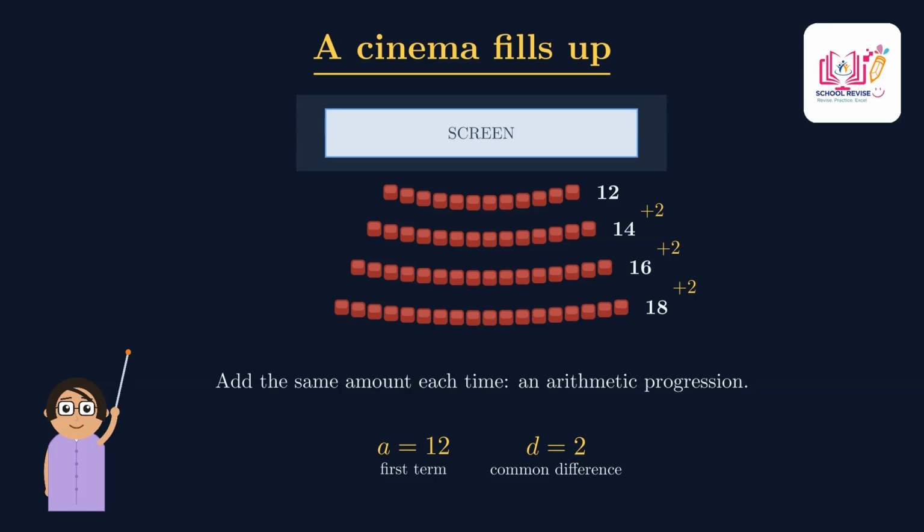A list of numbers like this, where you add the same amount to get the next one, is called an arithmetic progression. The first value has a name. We call it A, and the fixed amount we keep adding is the common difference, that is D. Here, A is 12 and D is 2.